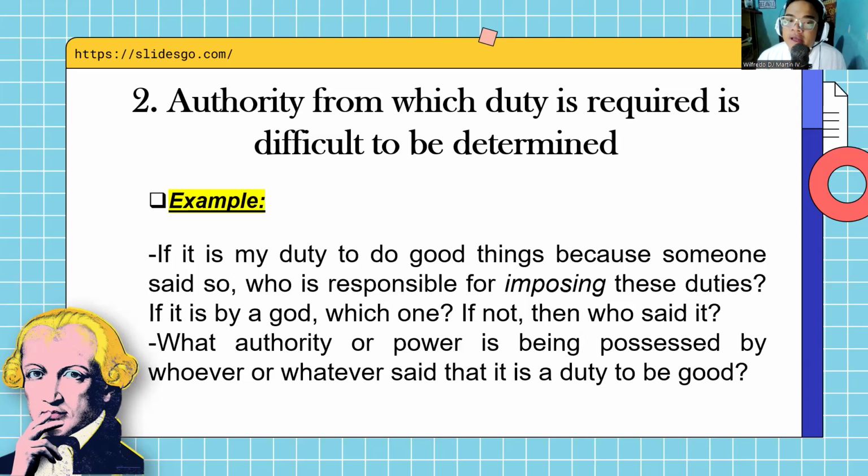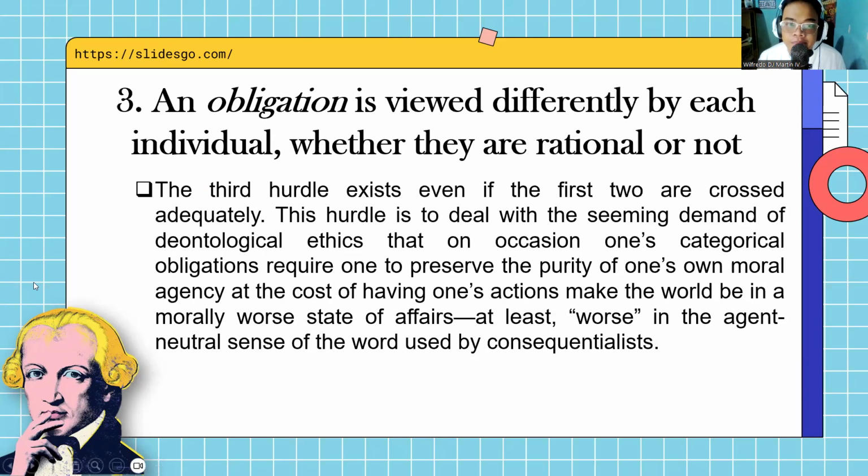Di ba? So, an example of that would be if it is my duty to do good things because someone said so, who is responsible for imposing these duties? Di ba? Or if it is by a God, which one? If not, then who said it then? If it's not from a God? Or what authority or power is being possessed by whoever or whatever said that it is my duty or a duty to be good? Di ba? So doon tayo nagkakaroon ng medyo problema.